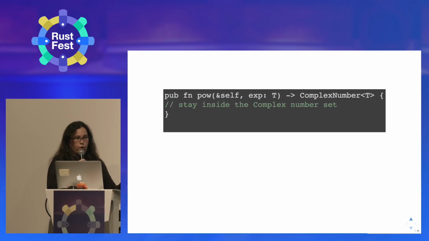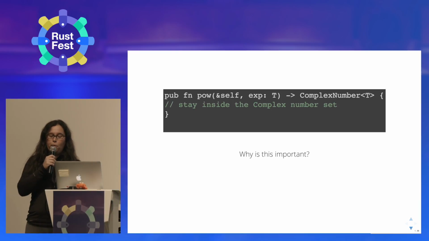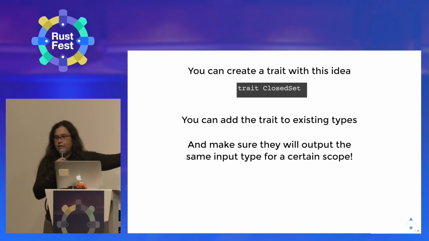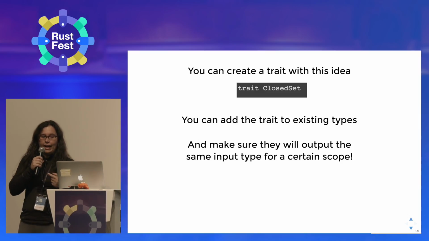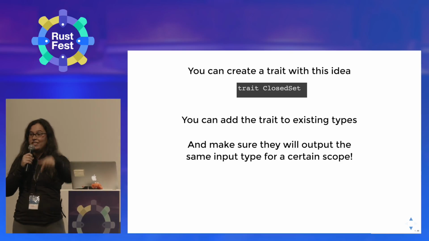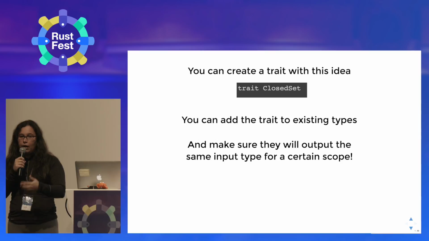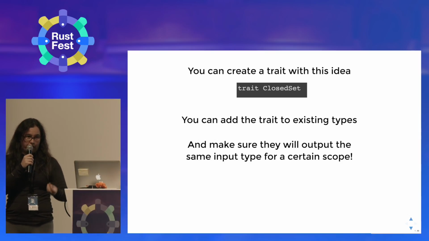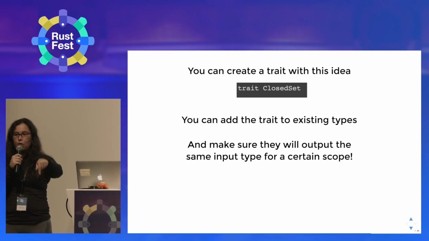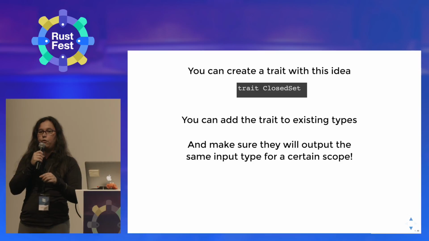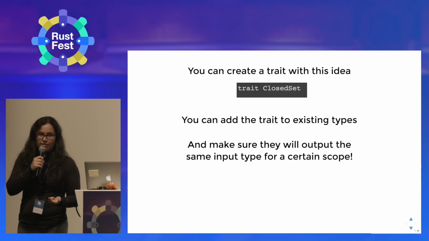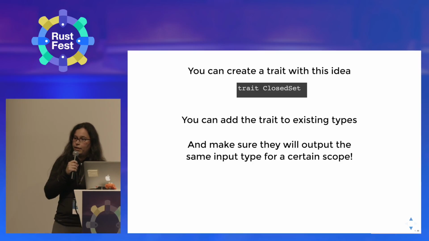This is pretty much straightforward and convenient. But why is this important? Well, if you think about creating a trait called closed set, you can add this trait to your existing types and make sure they are closed operations in a certain scope, which is very convenient for several operations in engineering. Sometimes in engineering, you want to be sure that the output is going to be equal to the input. This is much true for control systems engineering, for digital signal processing, and things like this. This is very convenient.